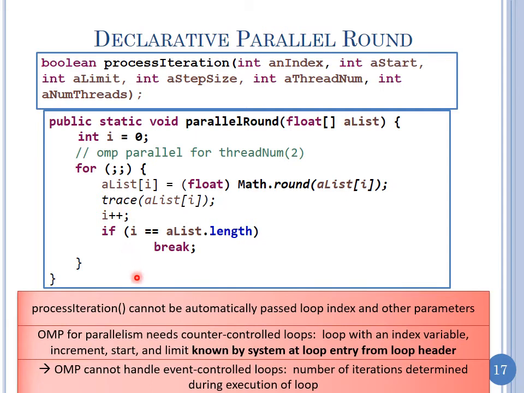We needn't have counter control loops. We might have something more ambitious, which I call event control loops, where the number of times you execute the loop depends on some event that occurs after the loop starts executing. Okay? So if you don't have that information, you can't do this.